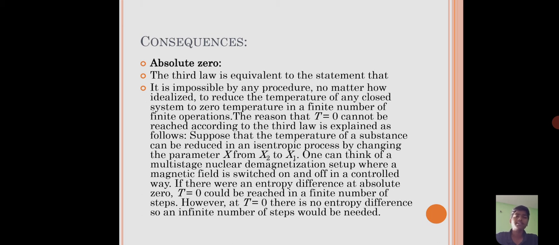The reason that T equals 0 cannot be reached according to the third law is explained as follows. Suppose that the temperature of a substance can be reduced in an isentropic process by changing the parameter X from X2 to X1. One can think of a multi-stage nuclear demagnetization setup where a magnetic field is switched on and off in a controlled way.